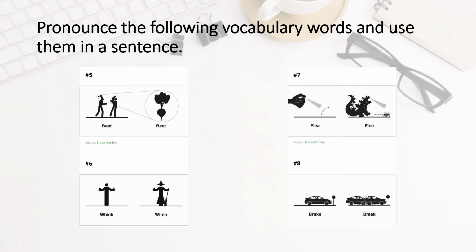Number 7. So let's use example number 7. You have flee and flea. A flea can be eliminated by using a pesticide. While flee is to retreat or to run away. So we have to flee from the situation. It is getting dangerous. We have to flee from the situation.